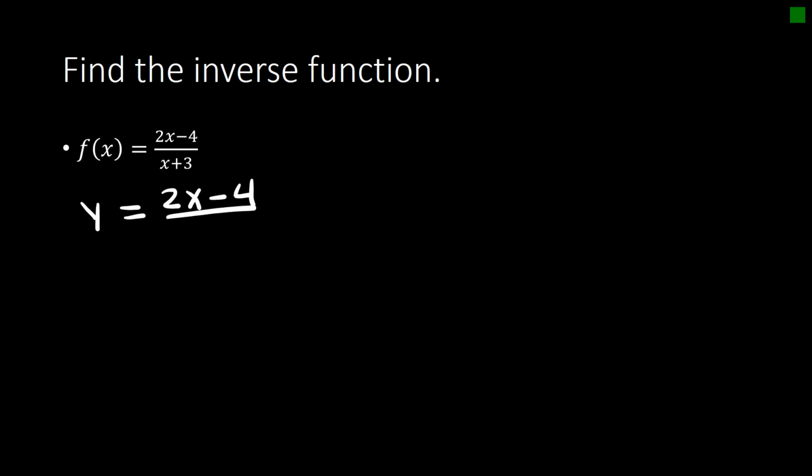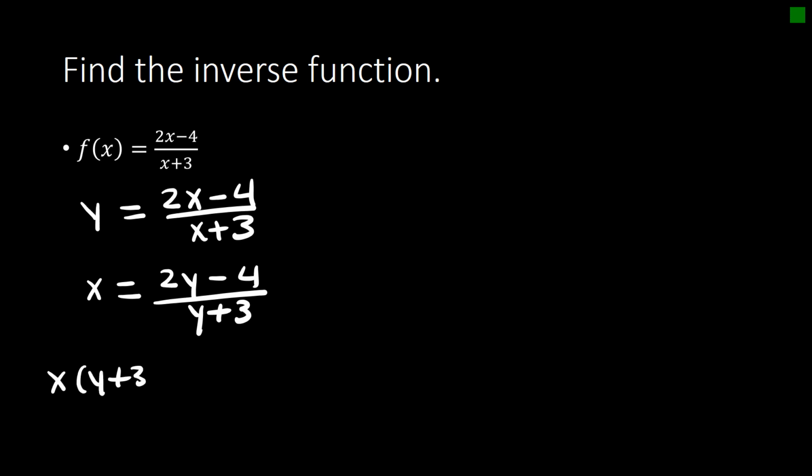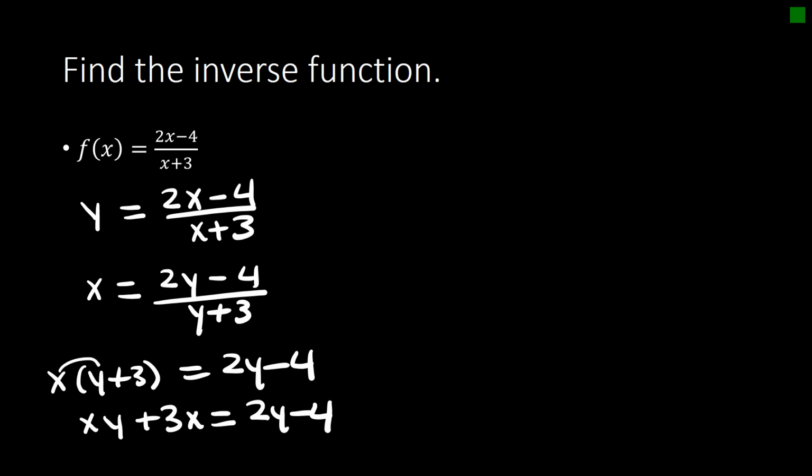So we have y is 2x minus 4 over x plus 3. Then we interchange x and y. So we have x is 2y minus 4 over y plus 3. Now we need to solve for y. So we are going to multiply both sides by y plus 3. Then we're going to distribute. We have xy plus 3x equals 2y minus 4.